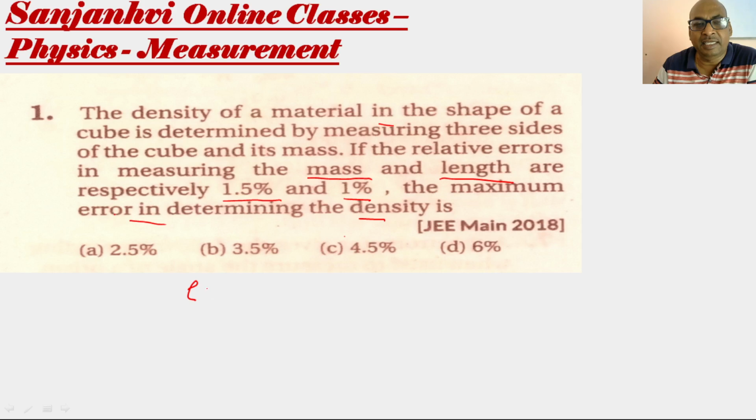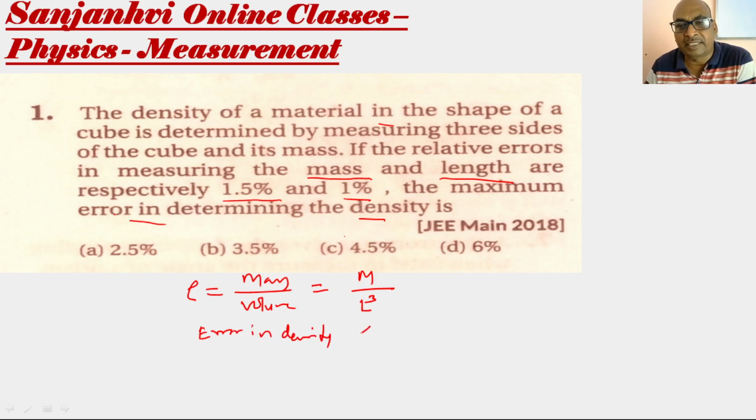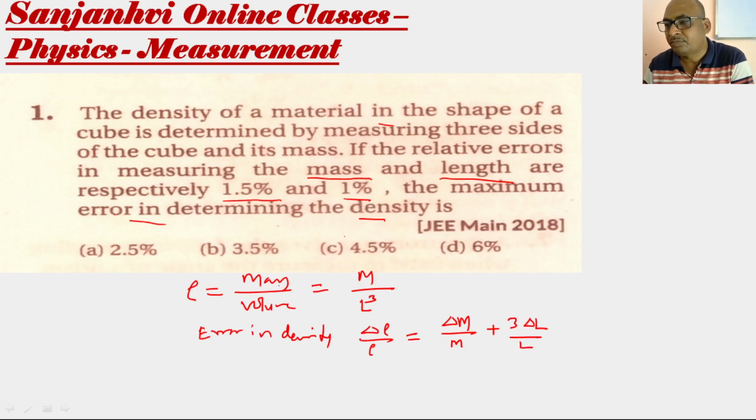So we know that density is equal to mass by volume. Mass is denoted as M, and volume will be L cube. So density is equal to mass by volume, and volume is L cube. When we take the error in density, we can say that delta rho by rho is equal to delta m by m plus 3 delta L by L. Now we need to find the maximum error.